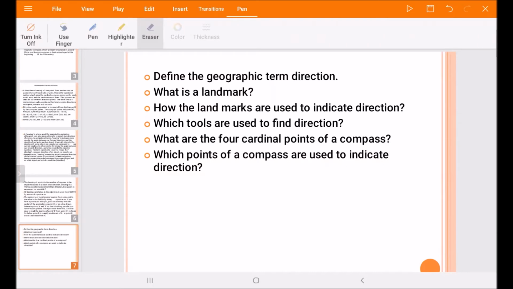Which tools are used to find direction? We can use a compass, gyro compass, or magnetic compass. What are the four cardinal points of a compass? Cardinal points or basic directions: north, south, east, and west. Which point of a compass is used to indicate direction? North, or 0 degrees north.